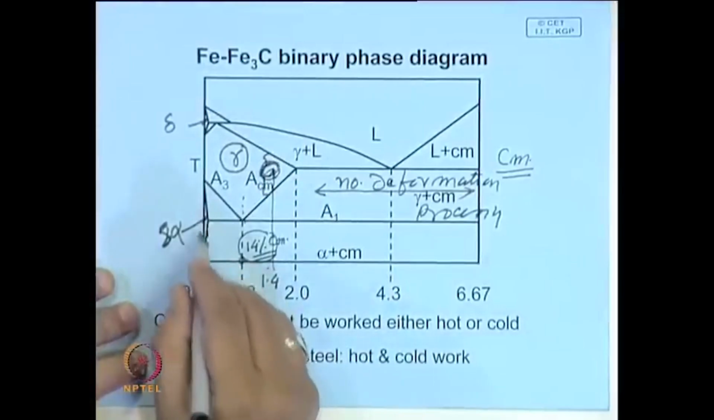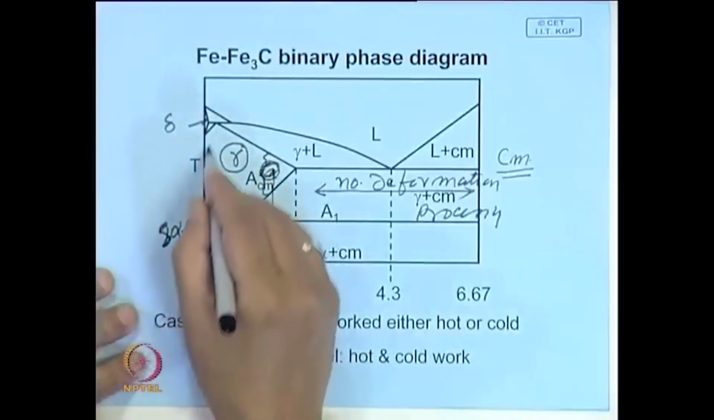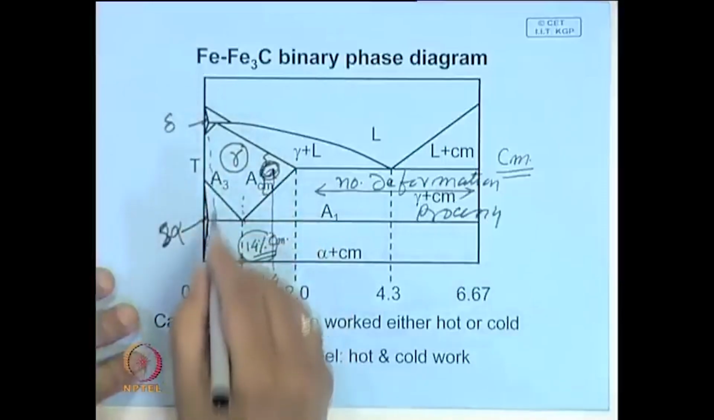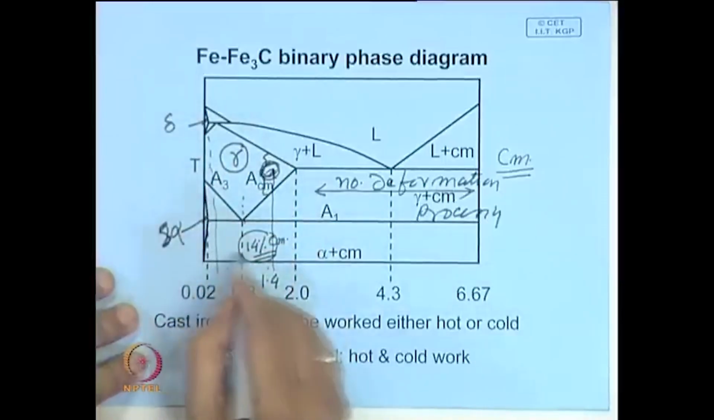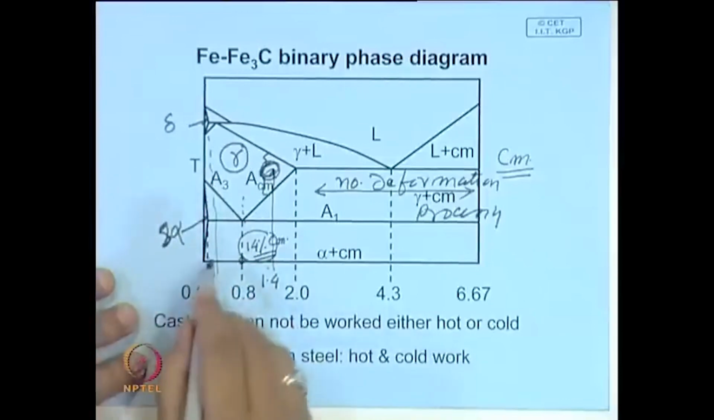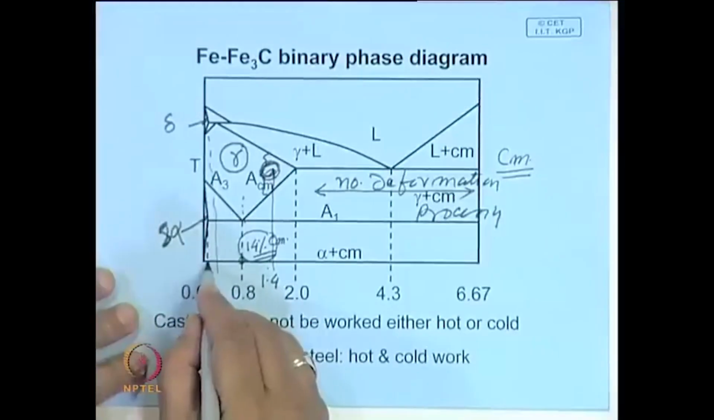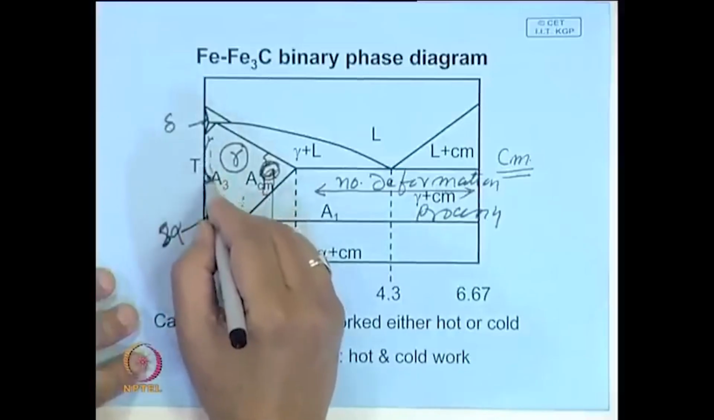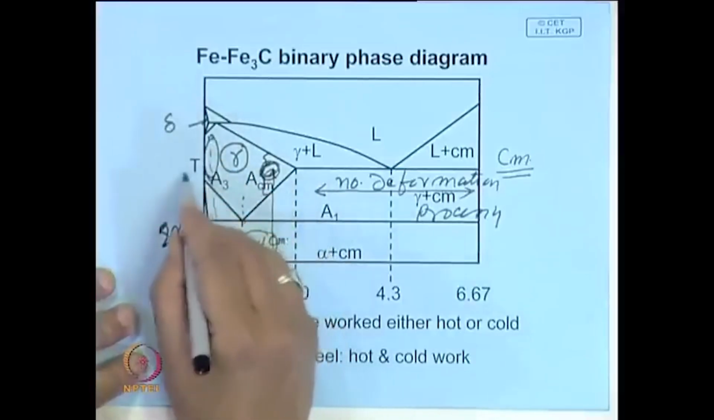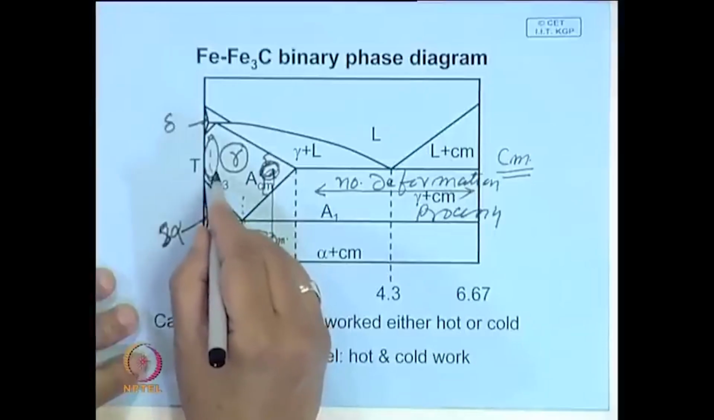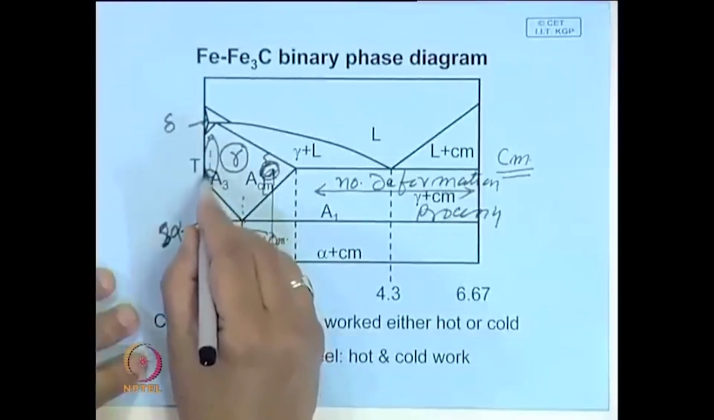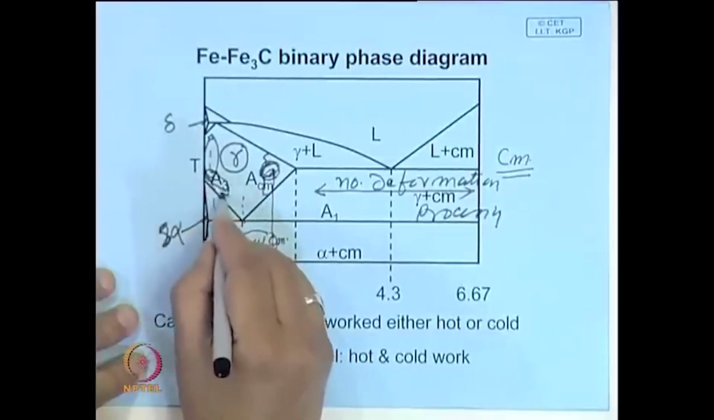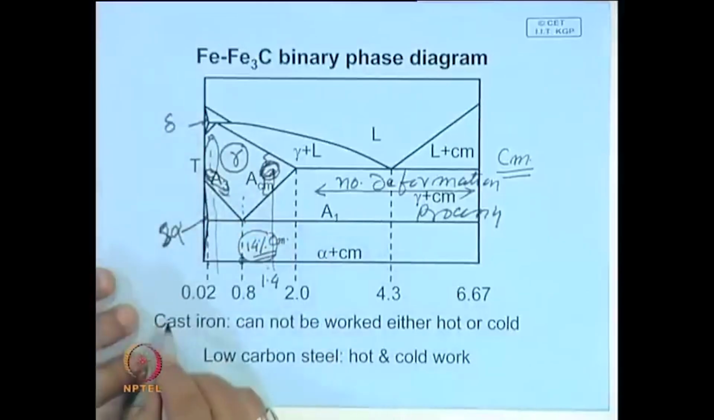But the bulk of steels are very low carbon steels, within this region of the diagram, and here the amount of cementite is very small, and they are amenable to both cold working as well as hot working, and hot working is usually done in these regions. And we will see later that it is preferred to finish hot working at as low a temperature as possible, so that in the final product you have a fine grain structure.